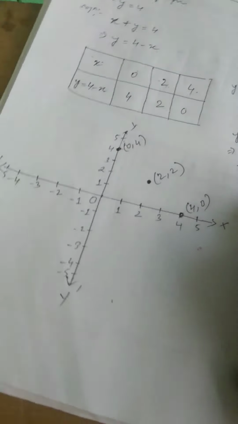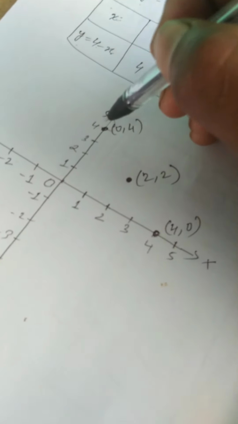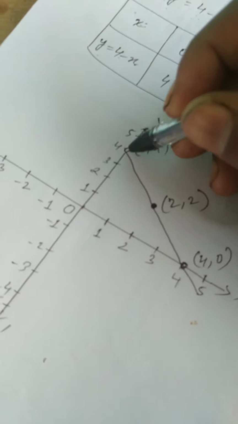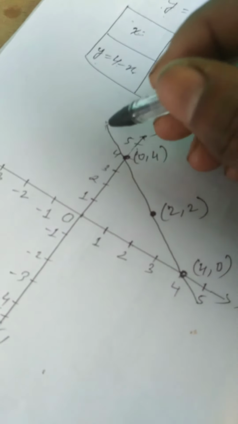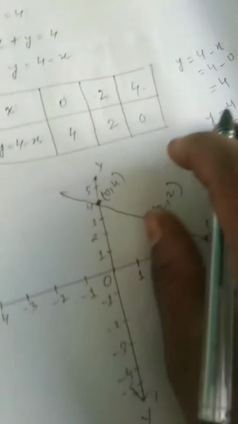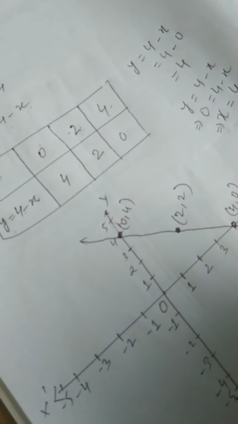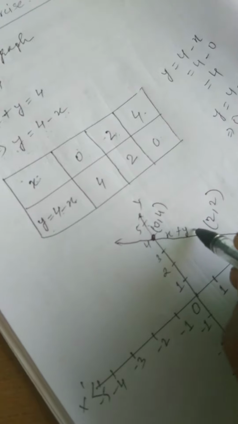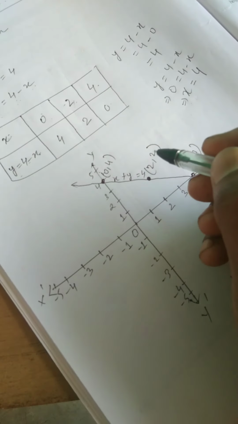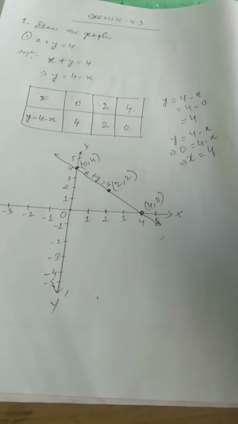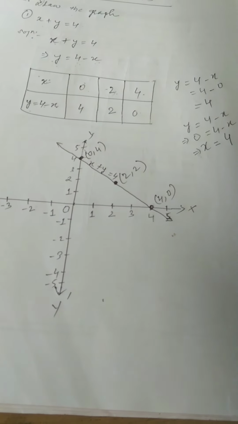So what do we get here? Connect with the scale. Connect with the scale nicely, and you'll get a straight line. Clear? What will you get? You'll get a straight line. So this graph here, by what equation is it shown? x plus y equals 4. Yes or no? This graph is shown by the equation x plus y equals 4.